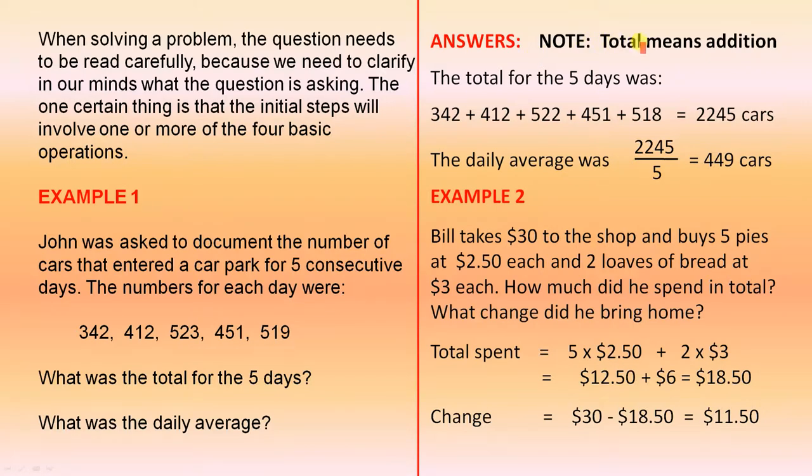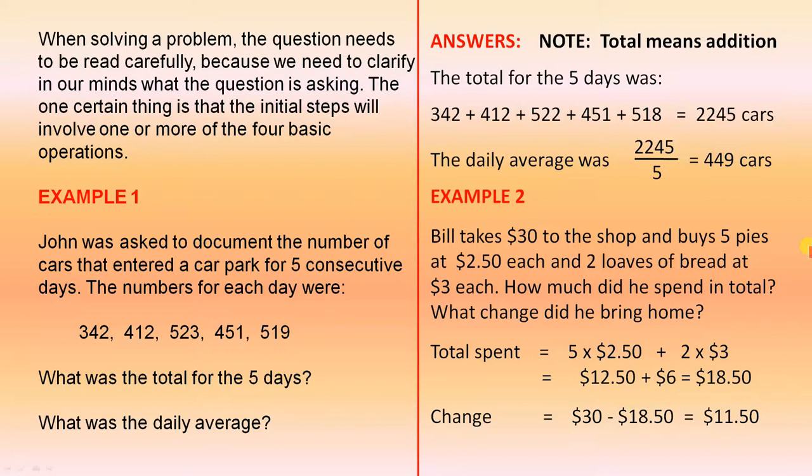Now note, when you see the word total, that means addition. So that's definitely one of the operations we're using. So the total for the 5 days was, you add the 5 numbers up and you get 2,245 cars. The daily average was, now you remember from a few previous videos back, to find the average you add all the scores and you divide by the number of scores. So when we add the numbers we get 2,245 divided by 5, and that's 449 cars.